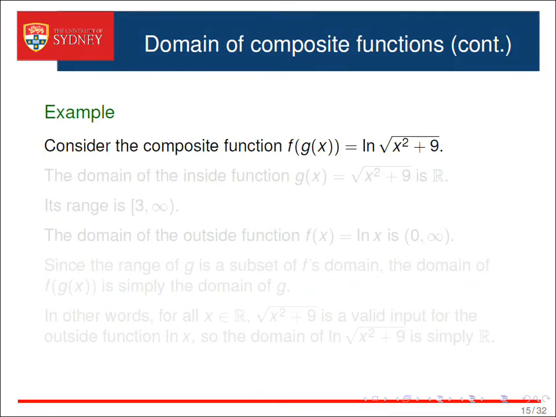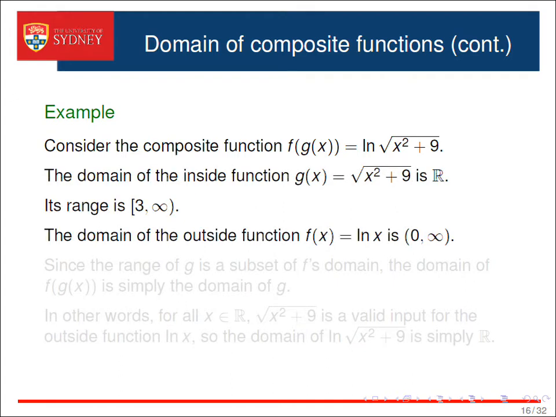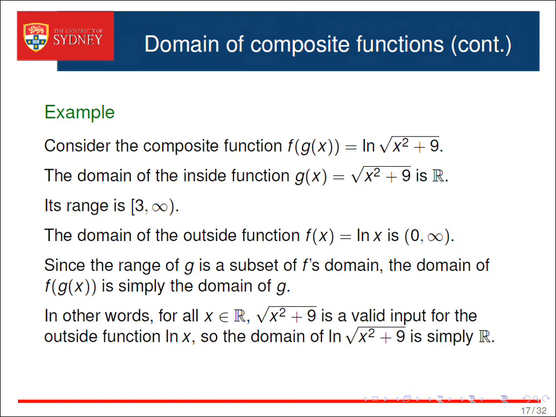Let's look at an example of the first situation. Consider the following composite function. The range of the inside function g is the set of all positive numbers greater than and including 3, which forms the subset of the outside function's domain. Therefore, the domain of f composed with g will just be g's natural domain, the set of all real numbers R.